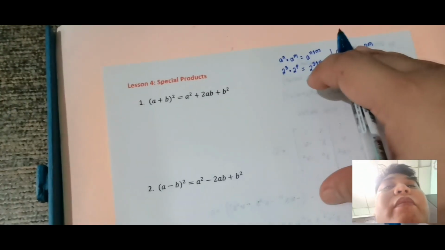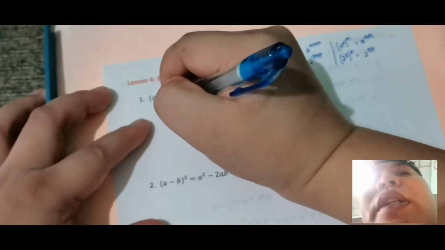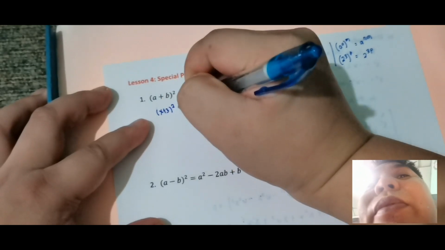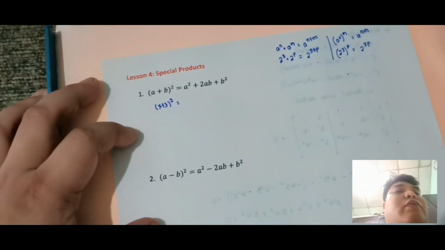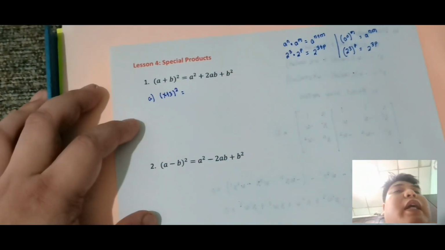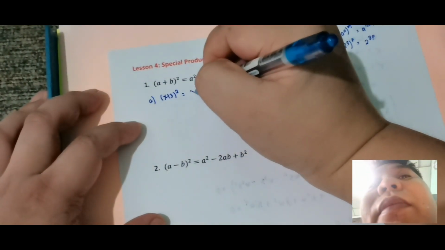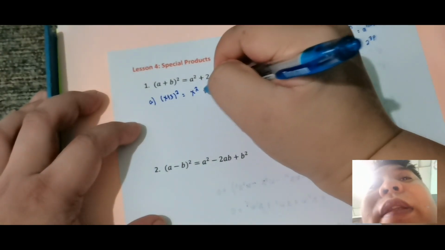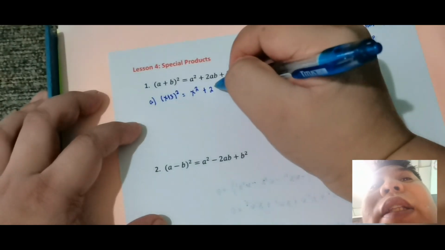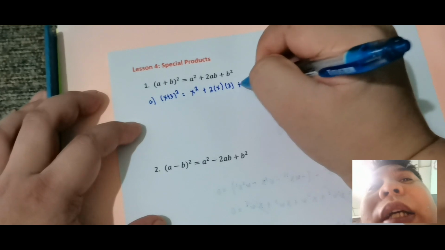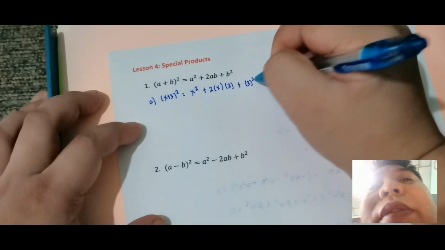Okay, so for example, lagay tayo ng example dyan. Una example is x plus 3 squared. Paano yan? So letter A na lang. Sir, sabi po ng formula a squared, so ang gagawin ko lang x squared. Then plus 2, ano yung a? A natin dito si x. Ang b natin dito is si 3. Plus, ang b natin dito is si 3 squared.